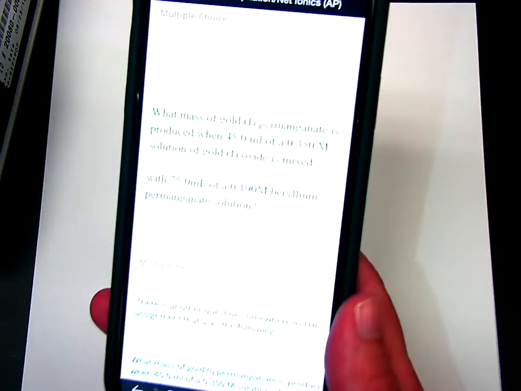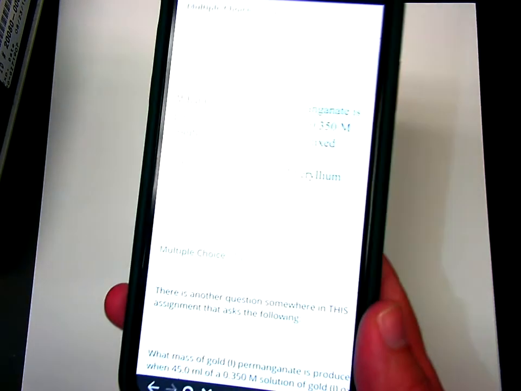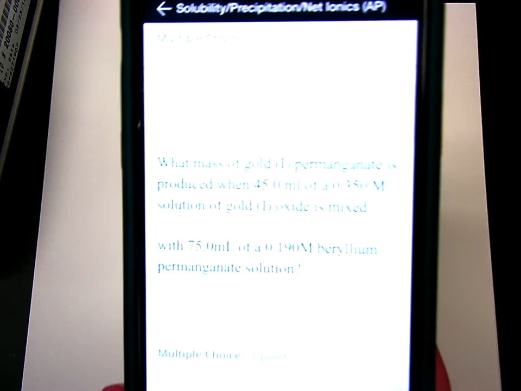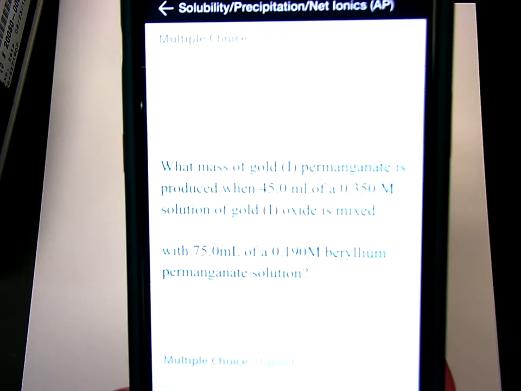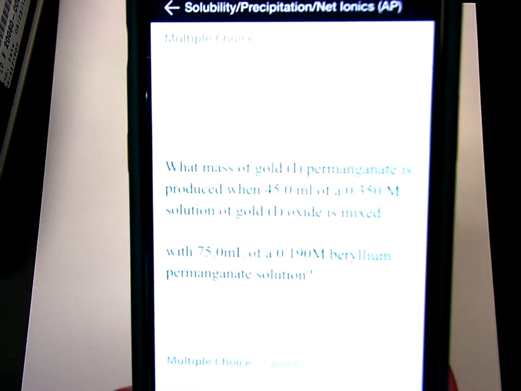All right, this problem is, or we are focusing on this question here. If you can see it from Schoology, dealing with the mass of gold 1 permanganate.